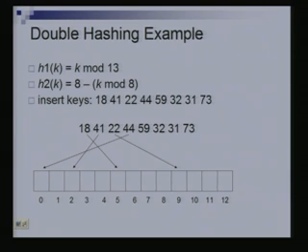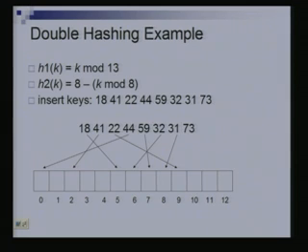59 mod 13 is 7, so 59 would go to location 7. 32 mod 13 is 6, so 32 would go to location 6. 31 mod 13 is 5, so we go to location 5. Now that's occupied. So I compute H2 of 31. H2 of 31: 31 mod 8 is 7, so 8 minus 7 is 1. So 31 will now go to, we'll check 6. 6 is also occupied. So we'll have to go to 7. 7 is also occupied. We'll go to 8, and this is not occupied, so 31 goes to 8.